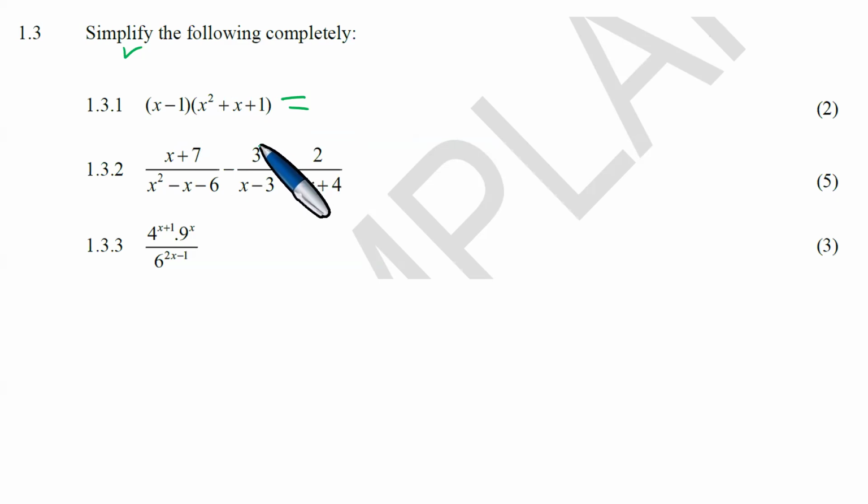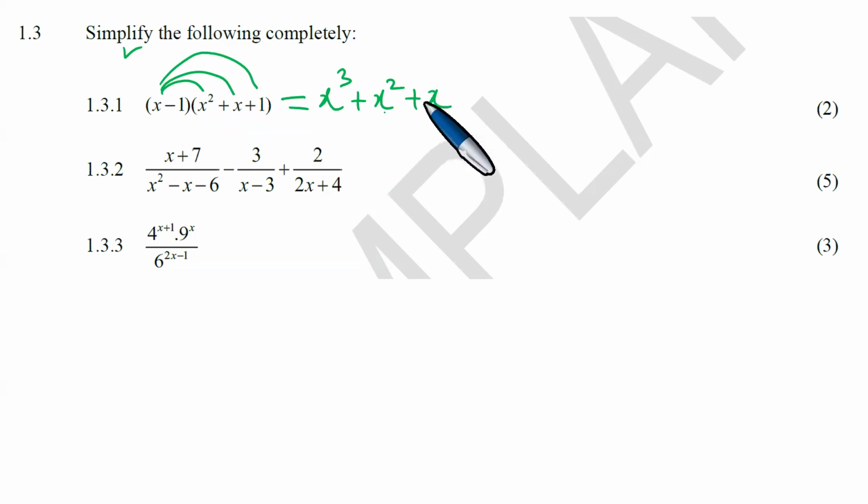Multiply: x times x squared. And what do we get? x cubed. And then x times x is x squared. Brilliant. And then x times 1 is x. Then next, what do we do? Negative 1 times x squared giving us minus x squared. And this times this is negative x. And this times that is negative 1.